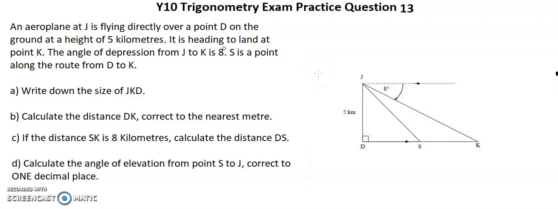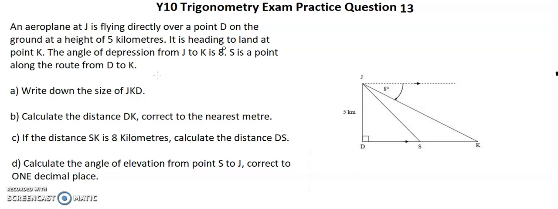Year 10 Trigonometry Exam Practice Question 13. An aeroplane at J is flying directly over a point D on the ground at a height of 5 kilometers. It is heading to land at point K. The angle of depression from J to K is 8 degrees. S is a point along the route from D to K.